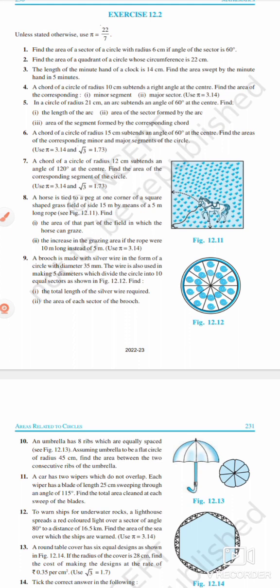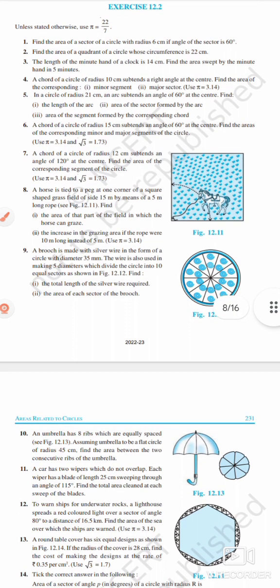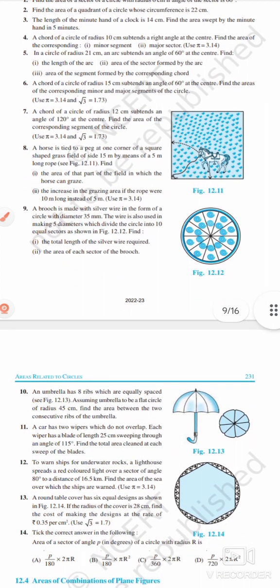A chord of a circle of radius 15 centimeters subtends an angle of 60 degrees at the center. Find the areas of the corresponding minor and major segment of the circle. So how do I find the minor and the major segment? The formula to find the area of the segment is nothing but the area of the sector minus the area of the triangle. Okay, next.